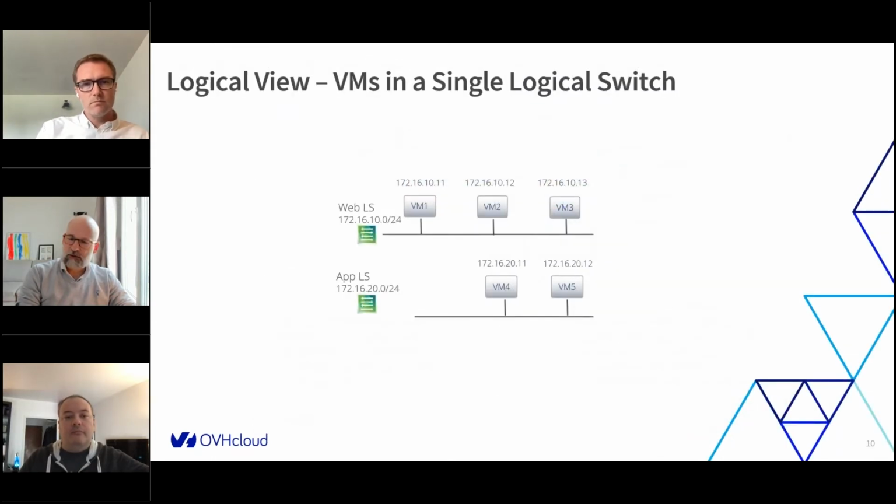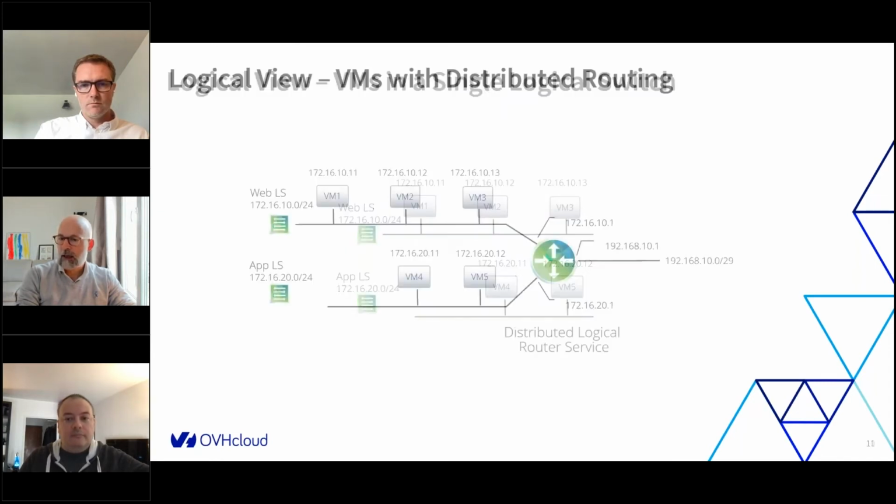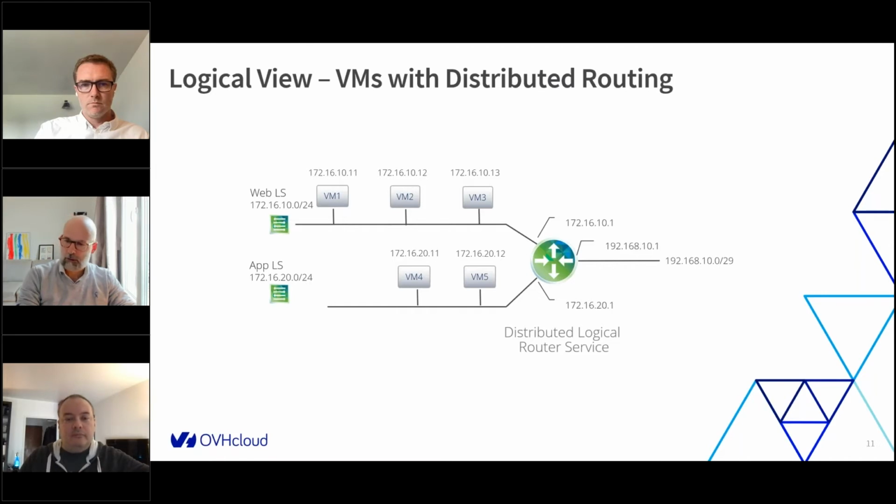So I was talking about distributed routing. Here is an example. We have, for example, two logical switches with some VMs connected to them. In NSX, we can interconnect those logical switches. Logical switch is the name of layer 2 in NSX. That's a VLAN in the physical network world. So we can in NSX interconnect two logical switches and distribute the routing inside the hypervisor, as I said.